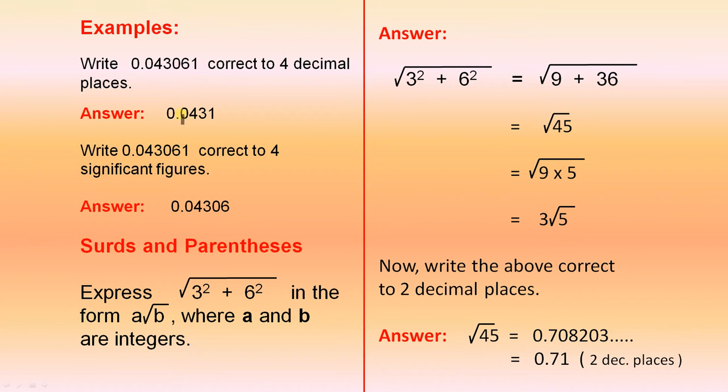So that's why I've got 0.0431, because that's a 6. Therefore you add 1 here. That's closer, that's a better approximation.